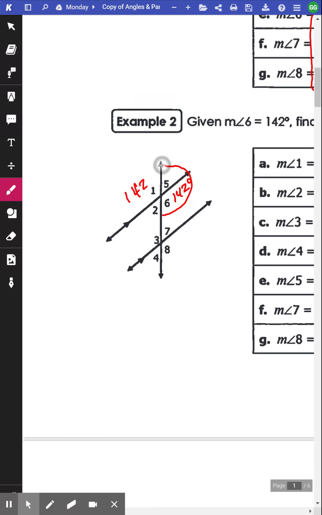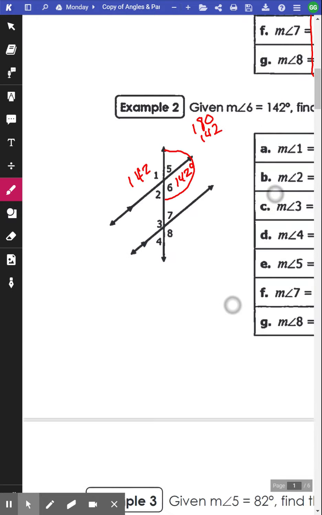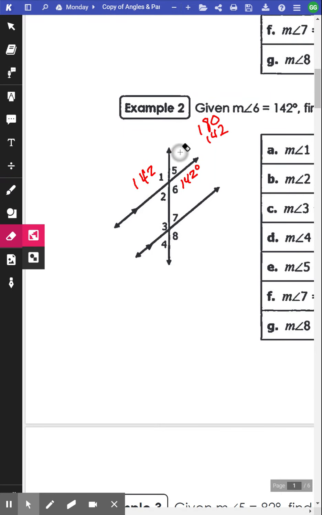From here all the way to here is 180, so if I want to find out angle 5, I have to take away 42. So that means angle 5 has to be 38 degrees. Angle 5 and angle 2 are vertical, so that one's 38 degrees. This is corresponding to angle 7, so corresponding angles are congruent. Those are 38. Because 7 and 4 are vertical, that's 38 also.